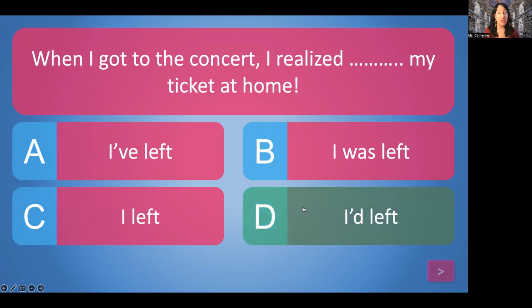Yes, two completed past. I'd left, I'd is a contraction for I had. So we're talking about a completed past. We're talking about it happened in the past and it completed in the past. I know this is tough, right? When I got to the concert, okay, I realized I'd left my ticket at home. It happened in the past and it completed in the past. Awesome job, everyone. And if you didn't get it, don't worry. We just keep studying, okay?